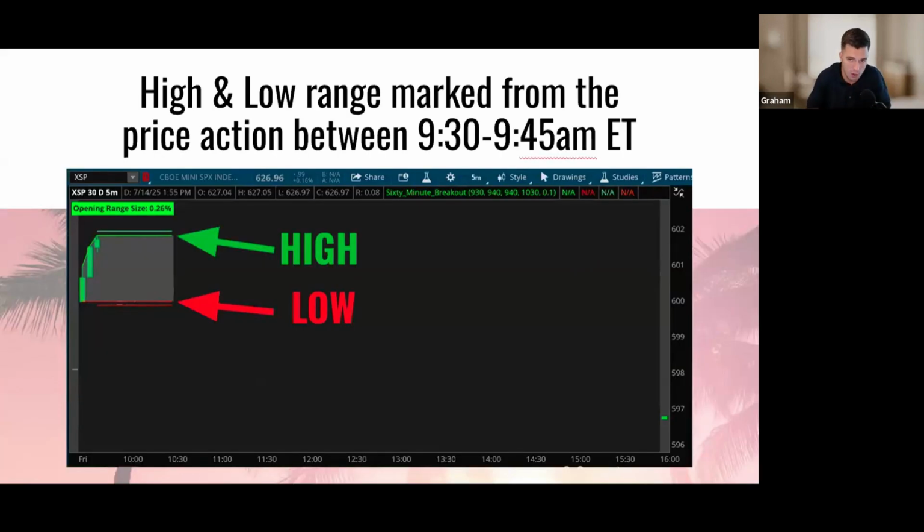Again, high and low range are marked from the price action between 9:30 to 9:45 a.m. Eastern time, the 15-minute range. And then we get the high and the low. Now you may notice there's a little line outside. We will cover that in Masterclass Part 3. But for now, just focus on this gray area, high and low price.